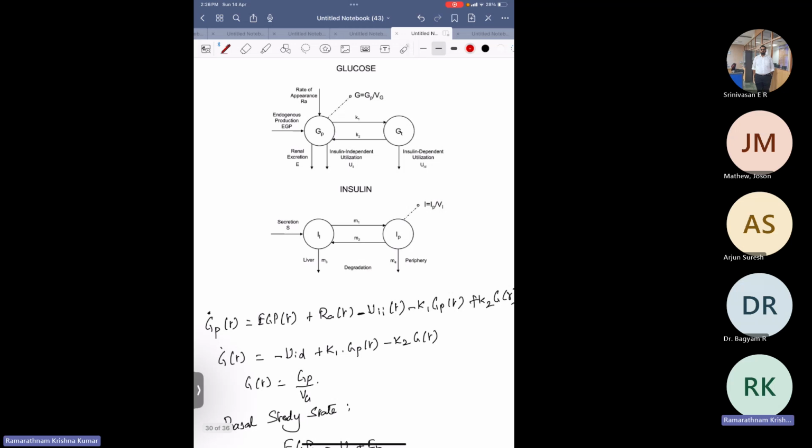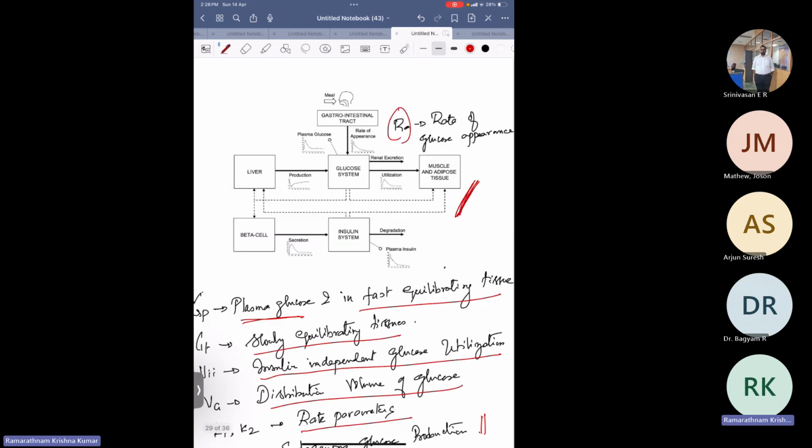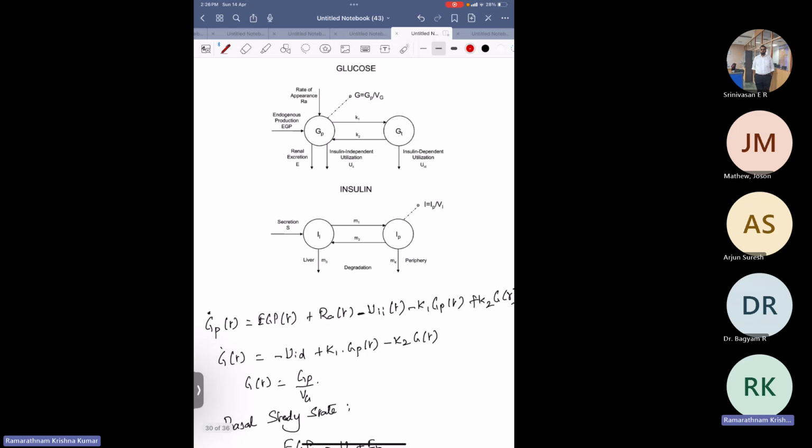Now, how does it look? I'm expanding this glucose system. So the glucose system consists of, I would say, two things: glucose production and other things. And then where is it going? So actually the glucose system is this, but for clarity, we have put this as well.